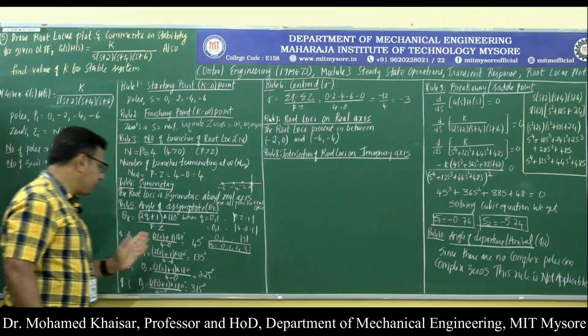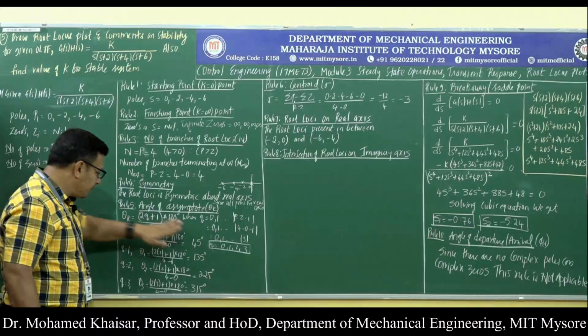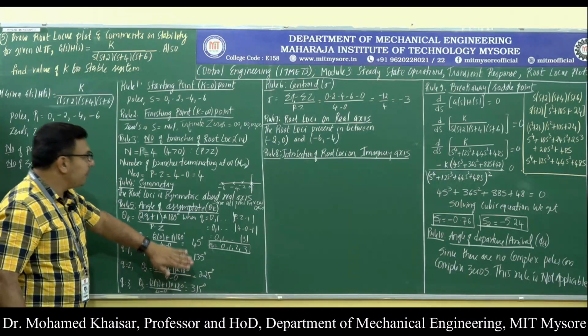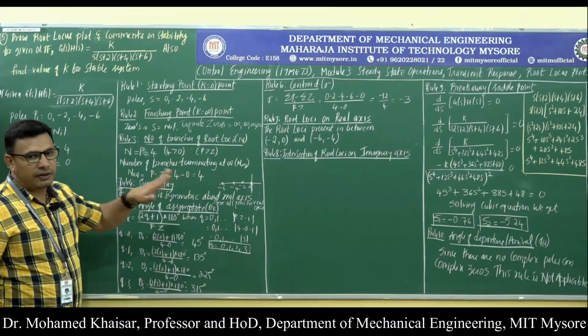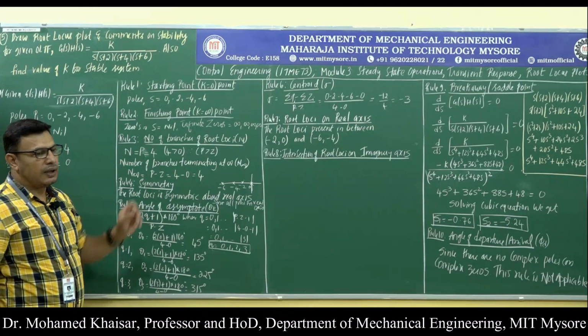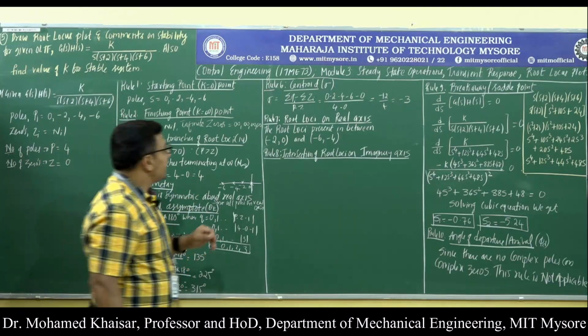So, considering this, the inference that can be drawn from this data is that rule number 8, that is, intersection of root loci with the imaginary axis, becomes applicable.